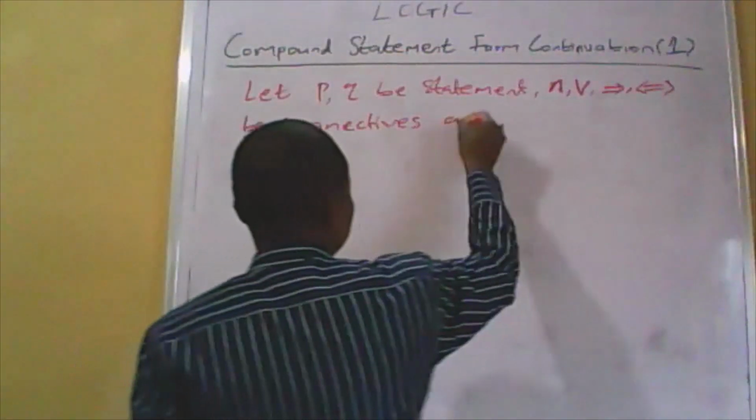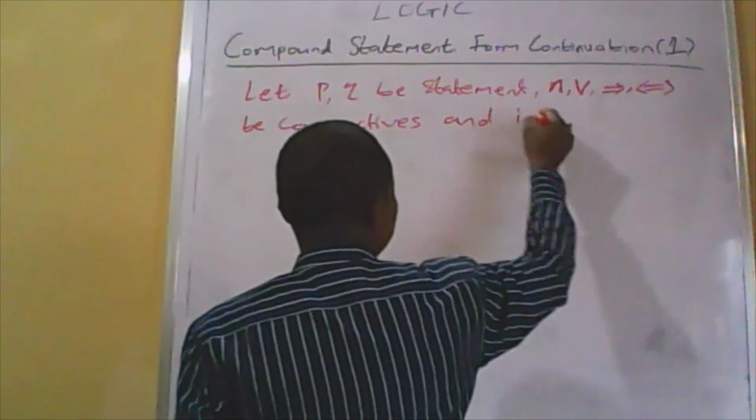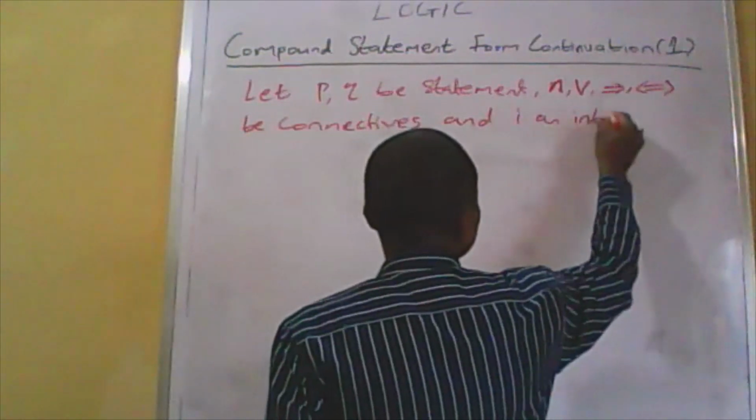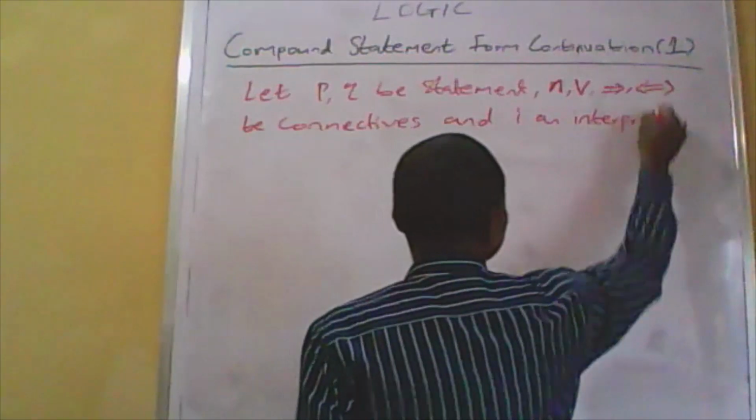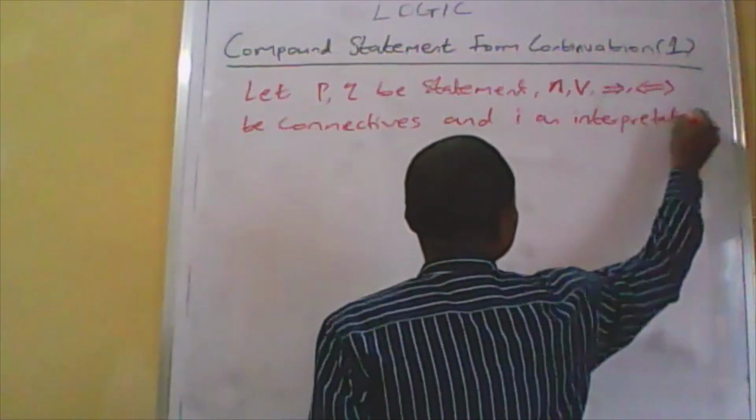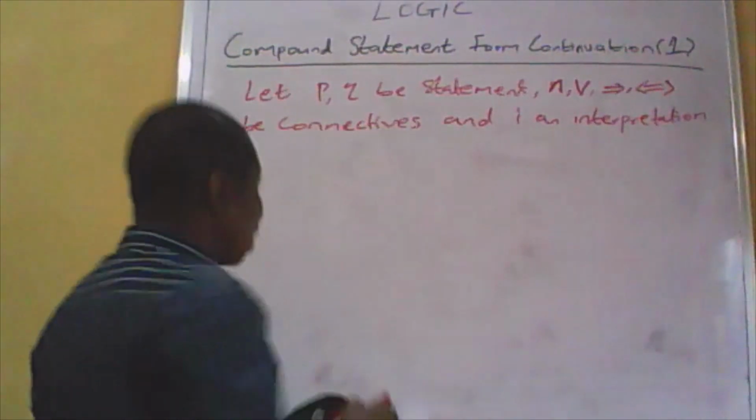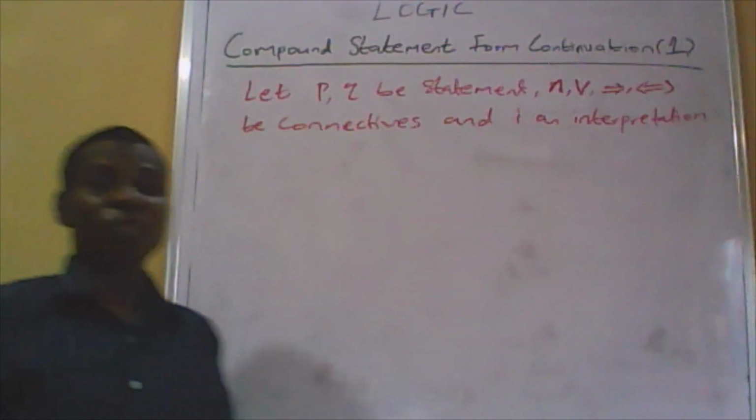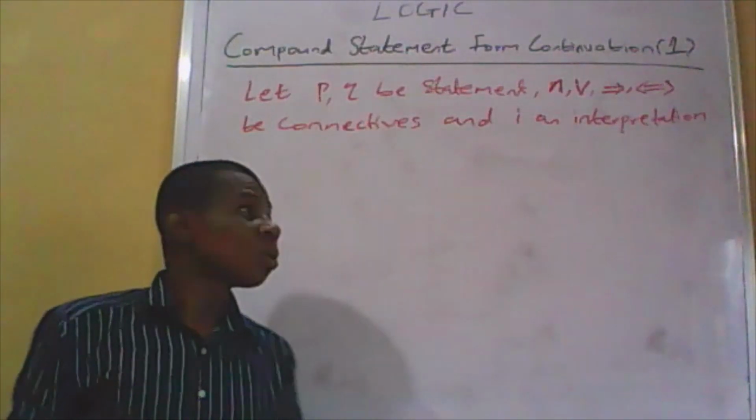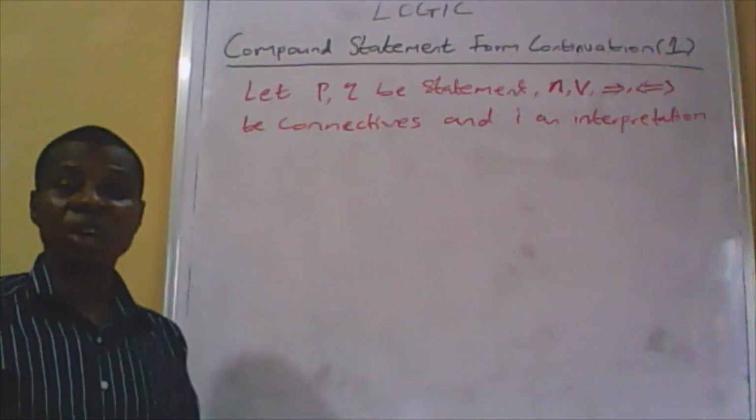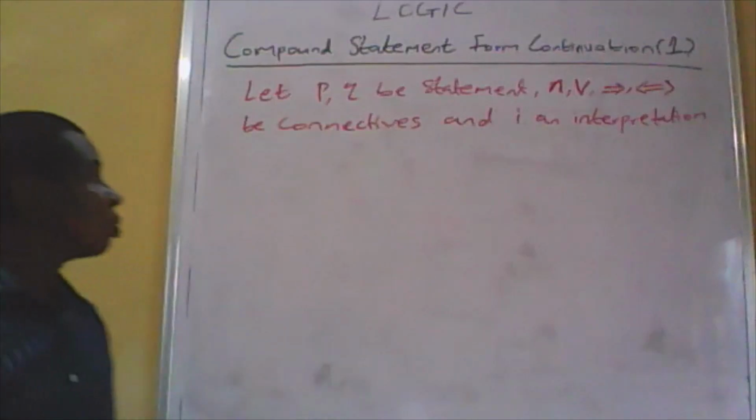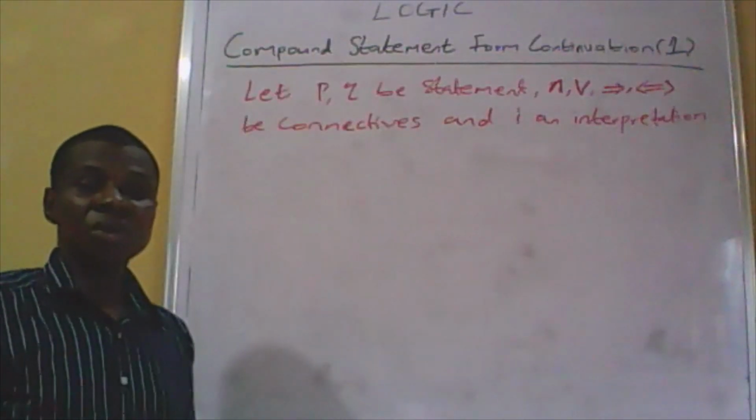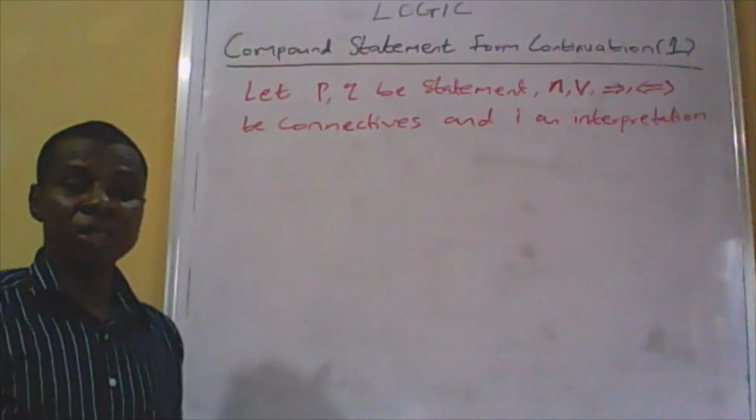And I an interpretation. That means I is our assignment of truth value, assignment of truth valuation. So we can use all these to define our statements.